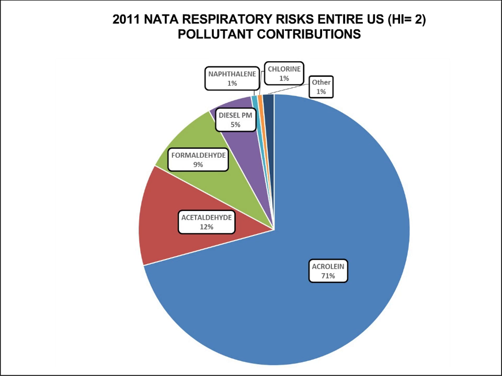We have several non-cancer target organs that EPA looks at. From a national perspective, respiratory is the only one really that has many tracts over 1.0, 1.0 being our safe level. If you want to get the target organs for other pollutants, you can go into the pollutant by pollutant tables that are on the website.